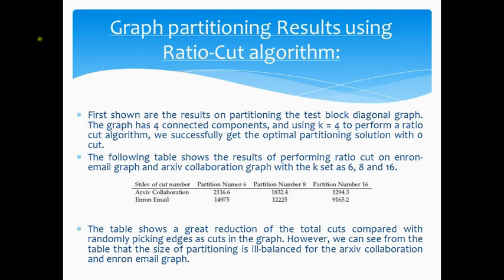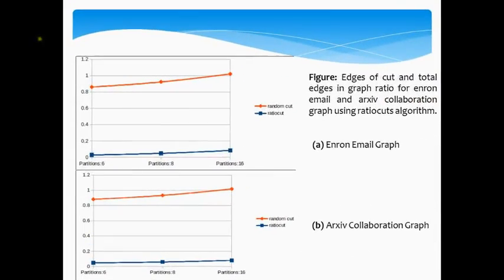As we have stated, the Enron email graph contains only a few connected components, and the RZIP collaboration graph contains multiple uniformly distributed connected components. This is much more visible in these two graphs that have been plotted from the experimental results. You can clearly see, as compared to ratio cuts where approximately 0 cuts can be obtained, random cuts have much more variant observations. This figure shows the ratio of edges cut to total edges in the graph for Enron email as well as for RZIP collaboration graphs using the ratio-cut algorithm.